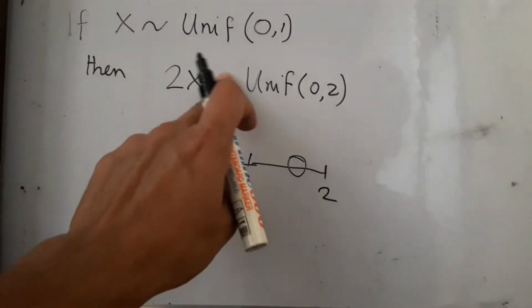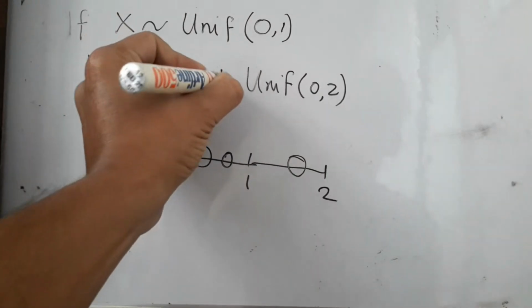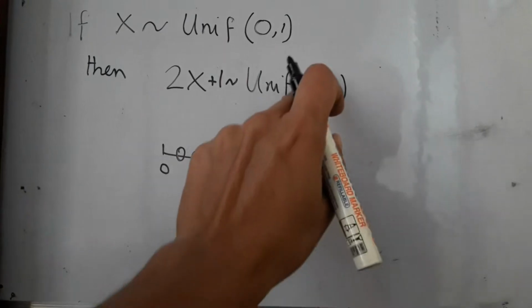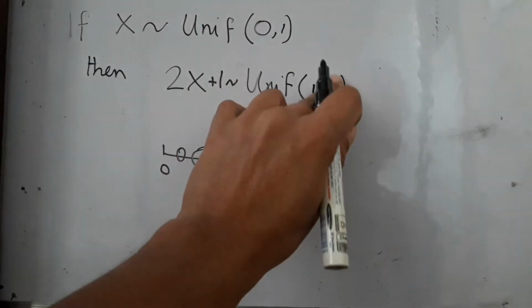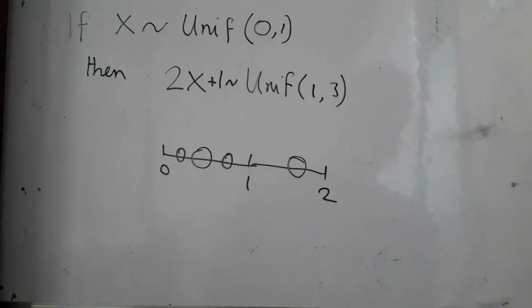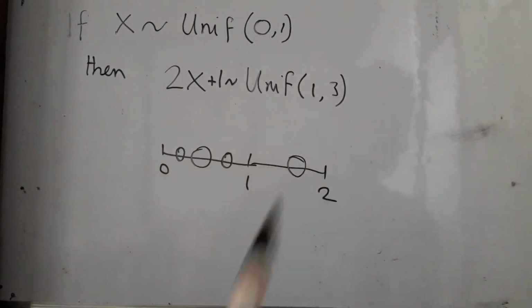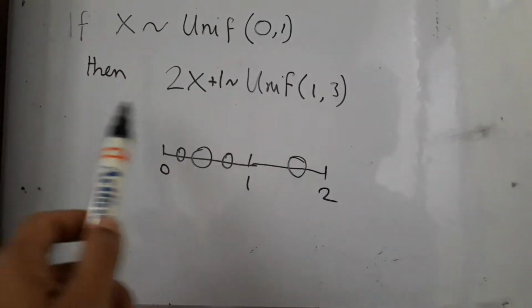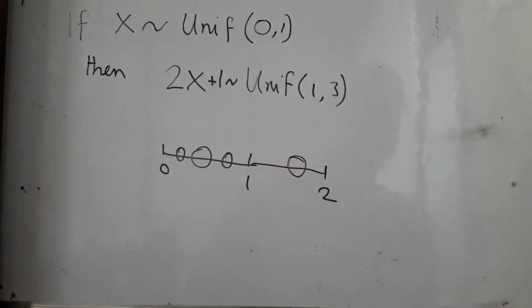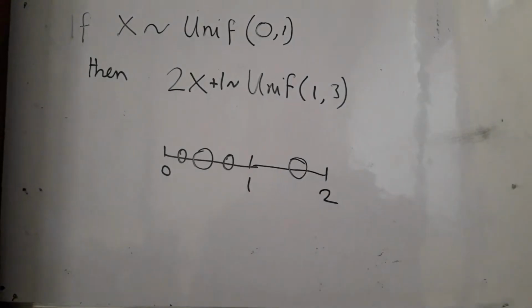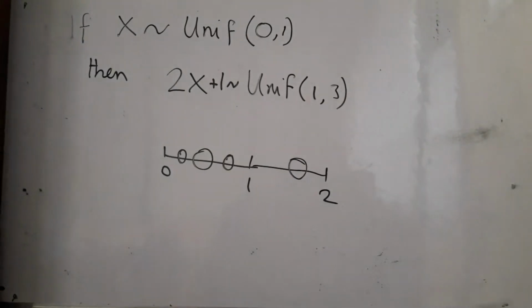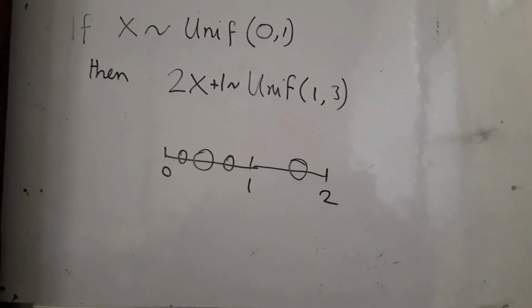Now if I say add 1 to it, what will happen? This will shift everything to the right by 1, so this will become 1 and this will become 3. In this way, whatever uniform A to B you consider, they are all basically scaled and translated versions of uniform 0-1. You can of course prove this fact using our Jacobian formula, but it is better to understand it and grasp it intuitively.